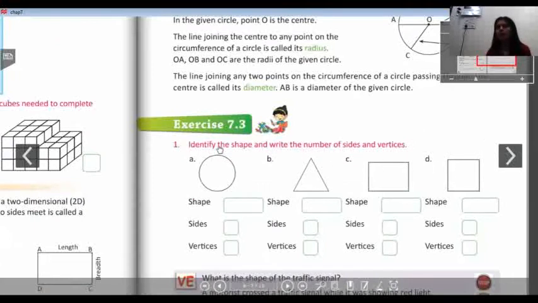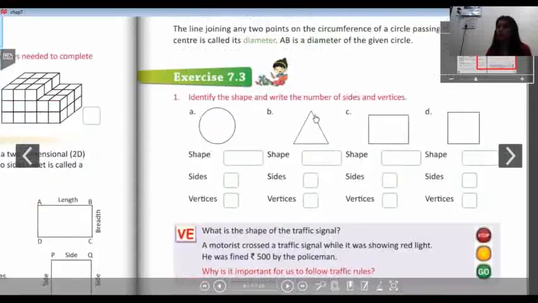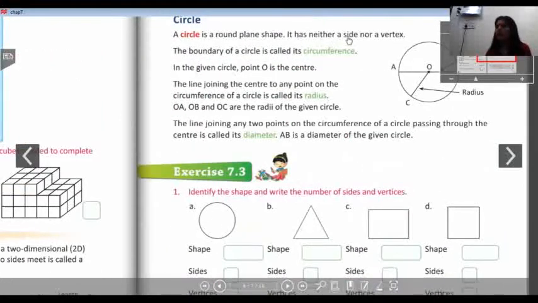Now moving on to the exercise 7.3, we have to identify the shape and write the number of sides and vertices. So the first one is, which shape is this, children? Yes, this is a circle. Just now we have studied about the circle. And how many sides and vertices does it have? So it has neither a side nor a vertex.